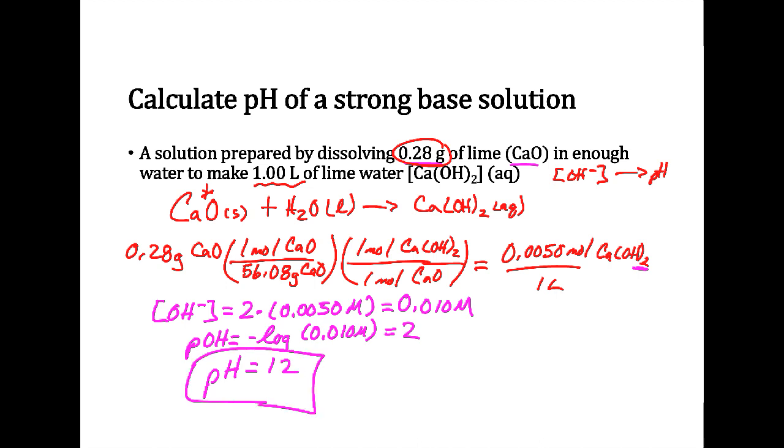So that's how you would deal with strong acids and strong bases and finding their pH or pOH or their hydronium or hydroxide concentrations. As we go on, we'll start to look at having to use equilibrium constants and ICE charts to calculate pH and pOH for weak acids and weak bases.